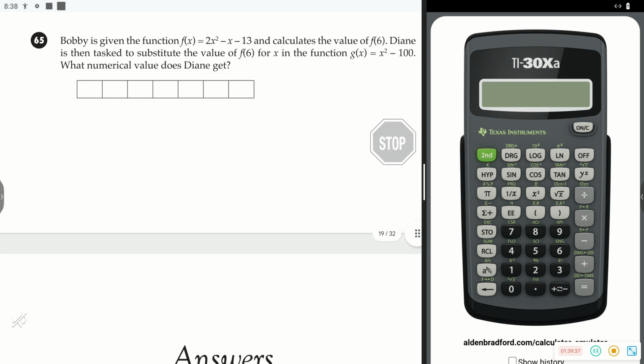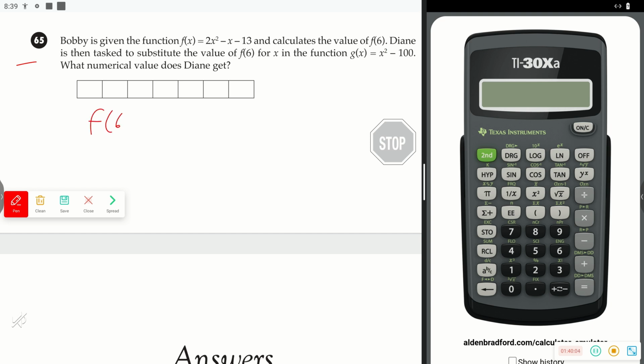Number 65. Bobby is given the function and calculates the value of f of 6. Diane is then asked to substitute the value of f of 6 in for x into this function. This isn't even really a transformation function. This is just, you're supposed to solve the value and then plug that value into the next formula. So let's solve it real quick.